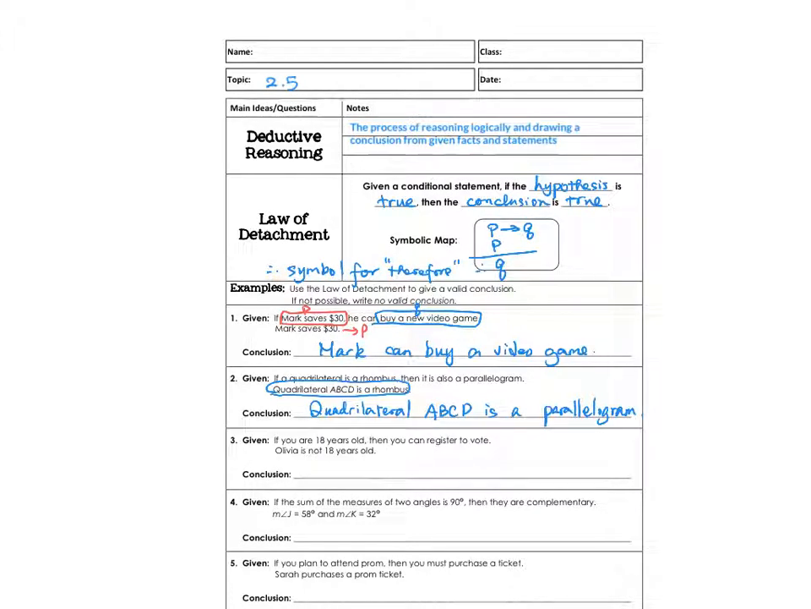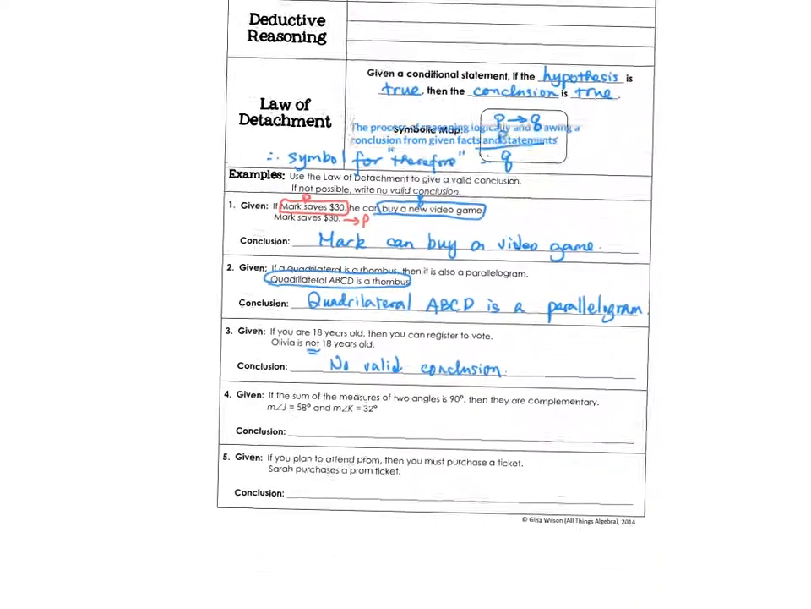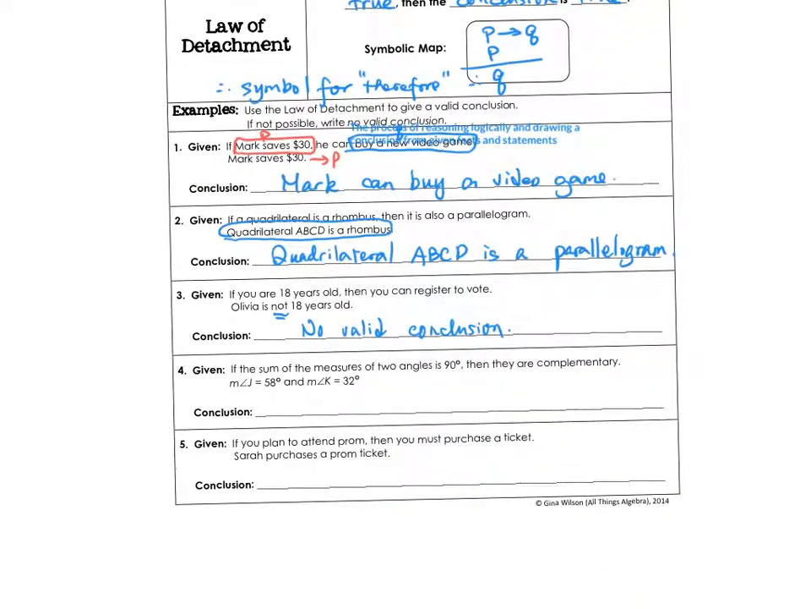Okay. Number 3, if you are 18 years old, then you can register to vote. Olivia is not 18 years old. This is not P. This is a negation of P. Therefore, we cannot use the law of detachment. So, no valid conclusion. We cannot draw any conclusion. It can lead us to a number of things, right? Let's move this upward a little. Sorry, I messed up on the top.